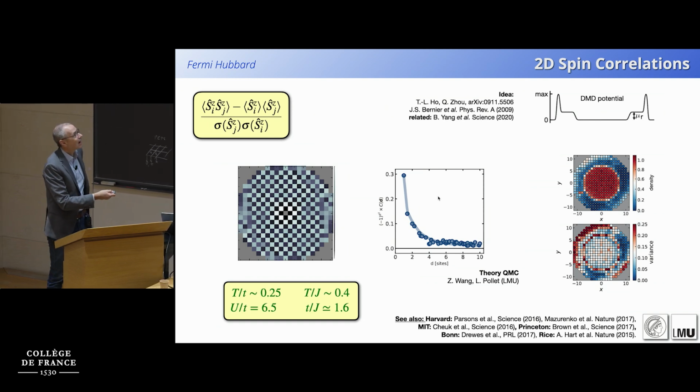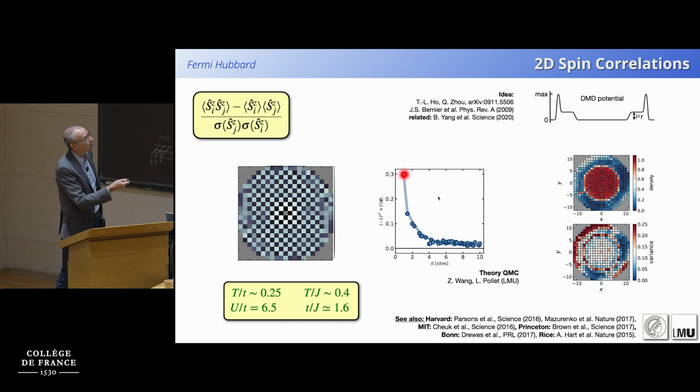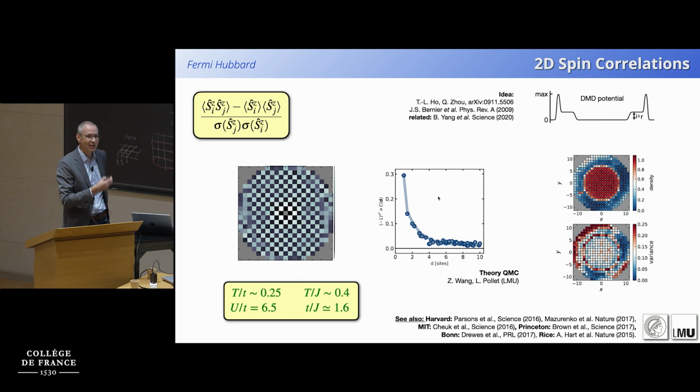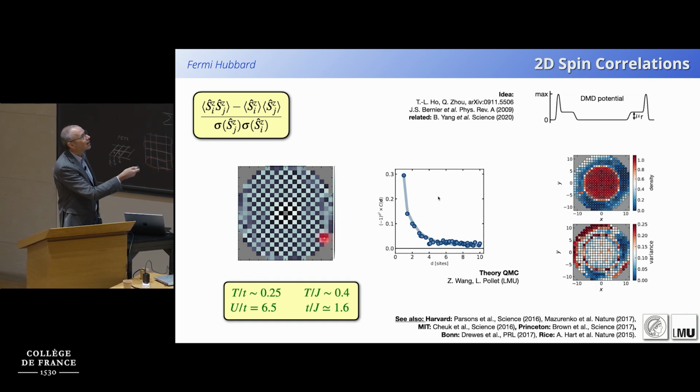And with these antiferromagnetic correlations, we can plot them here on this graph. And then we can go to people like Lode Pollet, and he can run this determinant quantum Monte Carlo method that Antoine was introducing to you, and this DQMC gives the blue line.